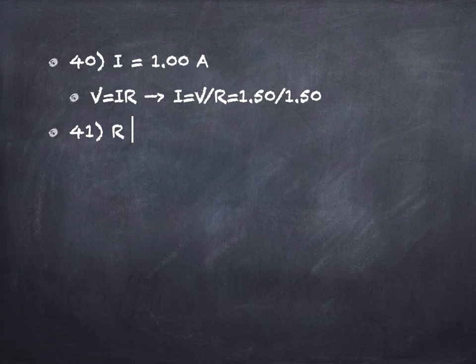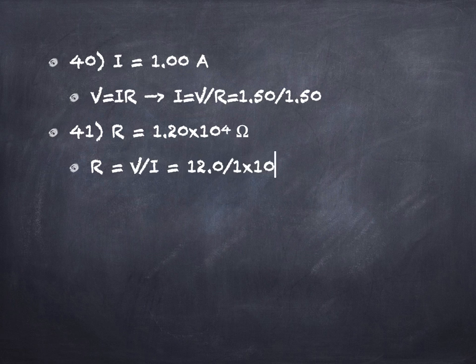41, the resistance is 1.20 times 10 to the 4th ohms. I'm starting with V equals IR again, but I rearranged it to give me R equals V over I. A 12 volt battery produces a current of 1 milliamp when connected to a circuit with resistor R. What is R's resistance? Plug and chug again: 12 volts, 1 times 10 to the negative third amps.